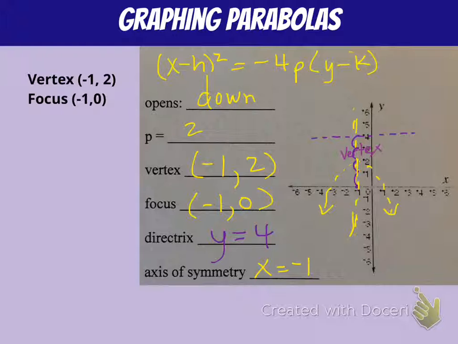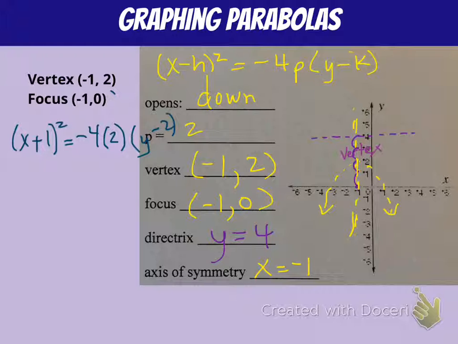So we can now write the standard form of our equation. It looks a bit like this. (x minus the h), which I see a -1, so I put +1, squared is equal to -4 times 2, and open parenthesis, y minus k, which is right there. So that's -2. Now I'm going to dress it up a little bit. I know that's a hot mess.